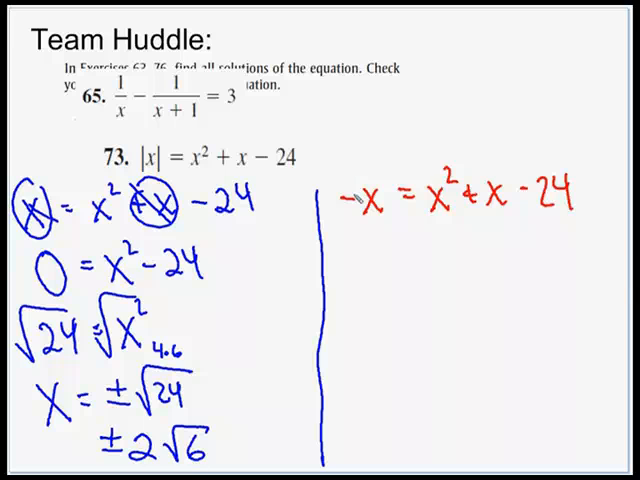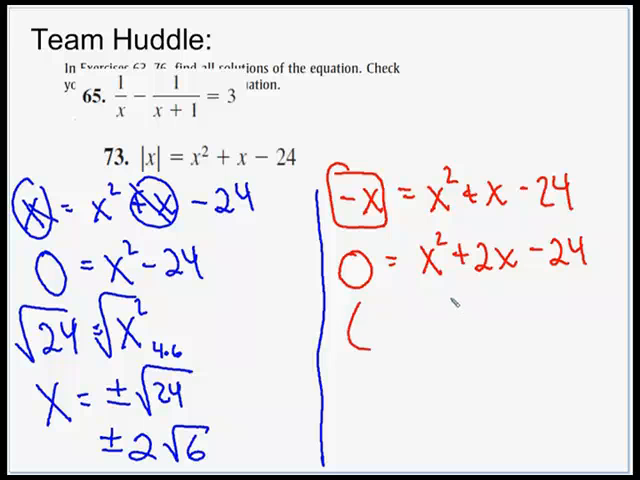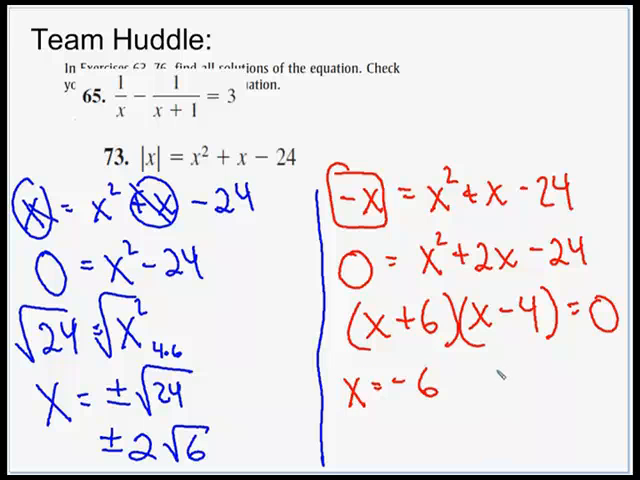And on the other side, we're going to add x to both sides. So that is going to be 0 equals x squared, this x plus the x from the other side is plus 2x, minus 24 is equal to 0. And then we can factor that. And the factors of minus 24 that add up to 2 are going to be 6 and 4. Plus 6, minus 4. And then we set each term to 0, and we find out x equals negative 6, and x equals positive 4.